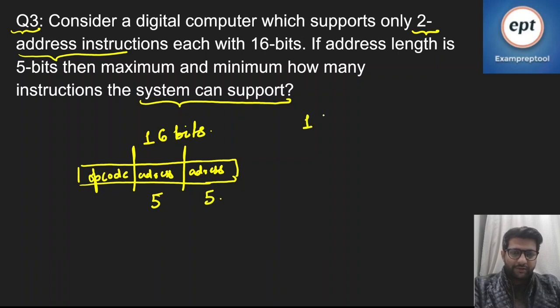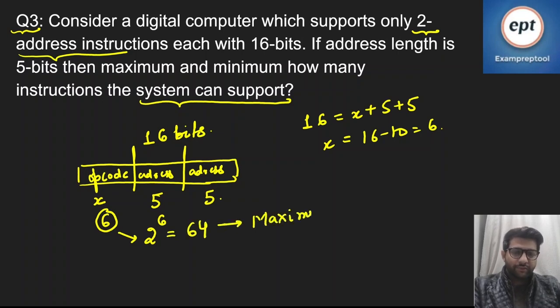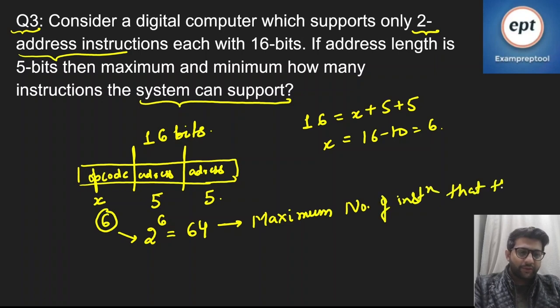So if the total number of bits is 16 and the number of bits for the opcode is x, then the value of x will be 6, right? Now if we have 6 bits for the opcode, how many different values can we represent? That will be 2 raised to the power of 6, which is 64, right? And this is the maximum number of instructions that the CPU can support.